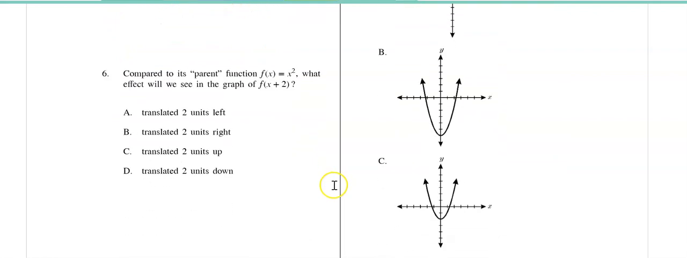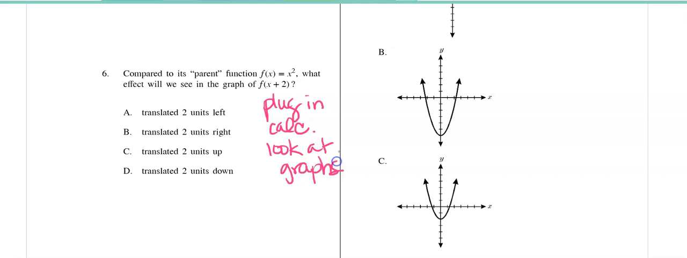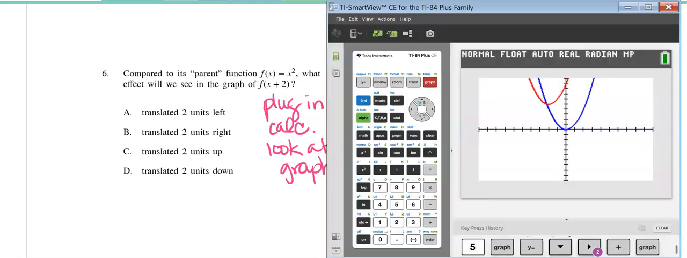So now let's go down to number 6. So again, this is another one that's dealing with the shifting left and right. Compared to its parent function of f of x equals x squared, what effect will we see in the graph of f of x of 2? And again, plug it in the calculator and look at the graph. So I'm going to take both of them and plug them in the calculator.